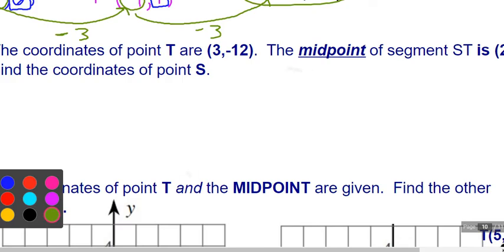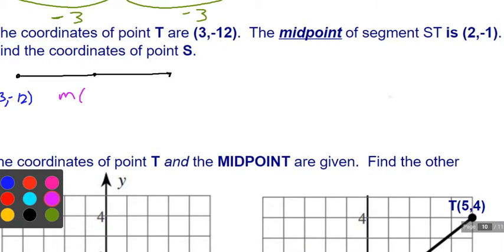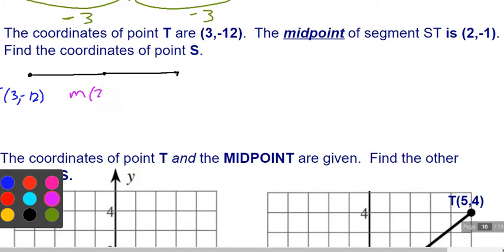Now, let's say you're not quite catching on to that approach. There is another way. This involves more calculation, but we should probably start with a picture. Here we have T to be (3, -12). Here we have the midpoint, again given to us as (2, -1). And we're asked to find the S point, which we don't know, so I'm just going to label it with an (x, y). The more brute force method is to use the midpoint formula.